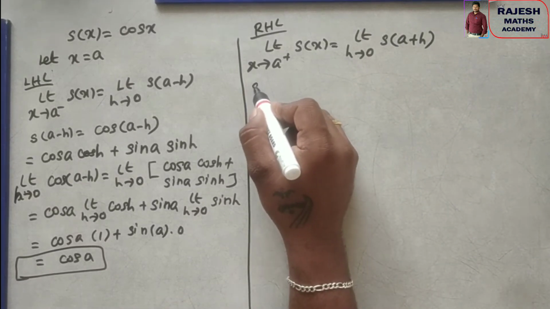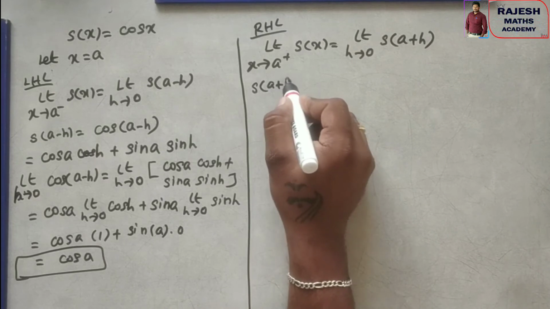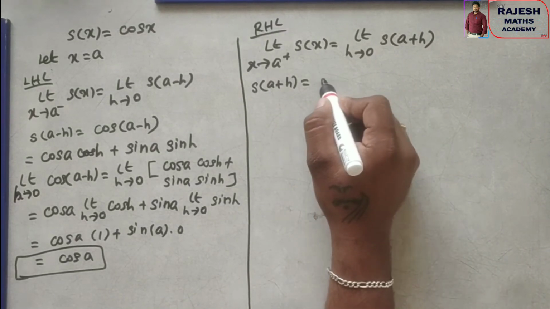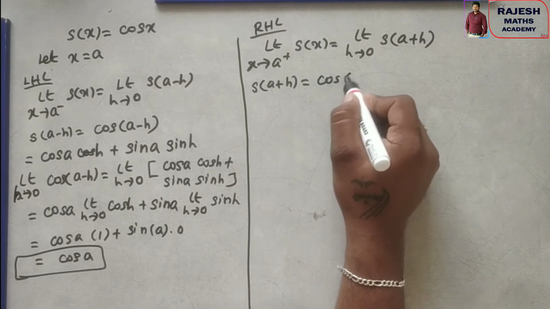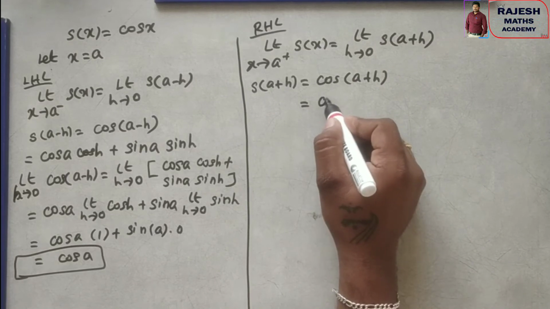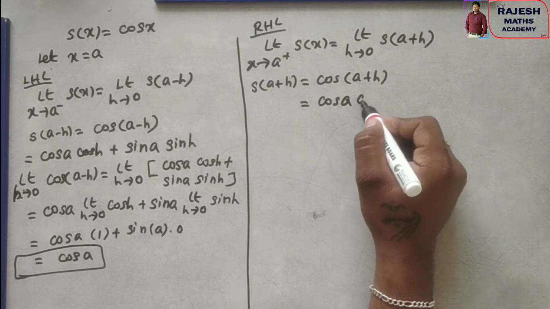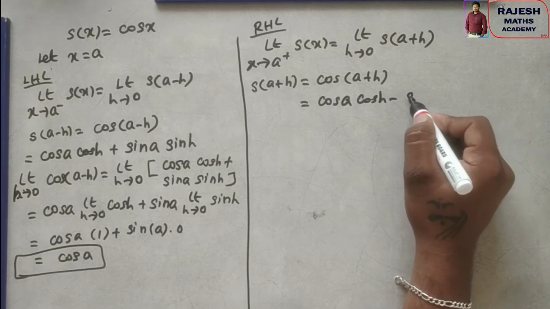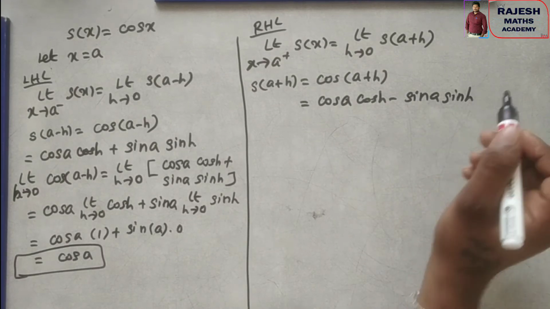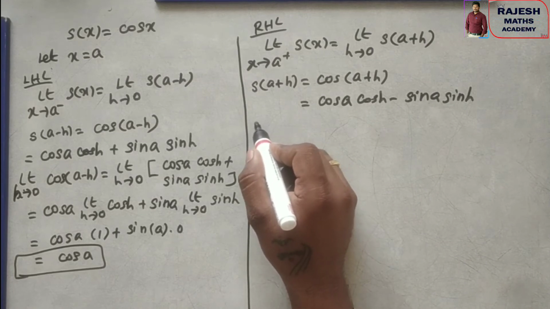So what is the value of s of a plus h? Already we have s of x equal to cos x. So substitute s of a plus h, so we will get cos of a plus h. Now write the expansion of this one. We will get cos a cos h minus sin a sin h.